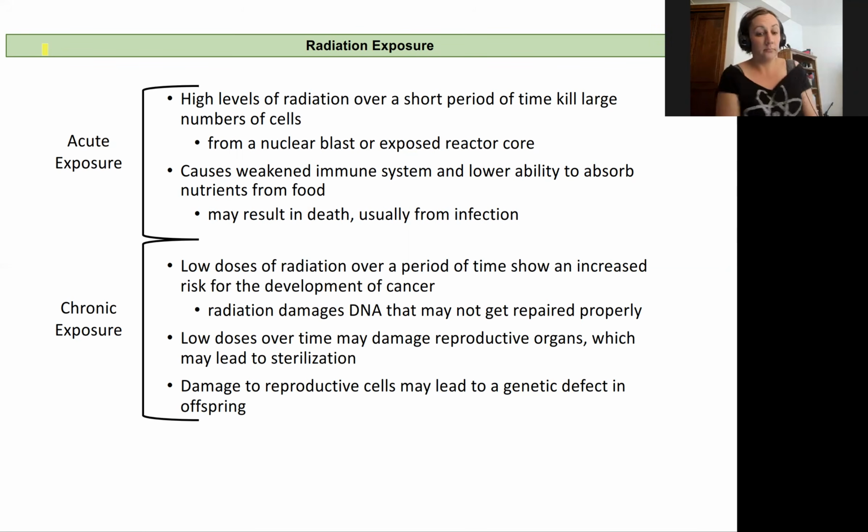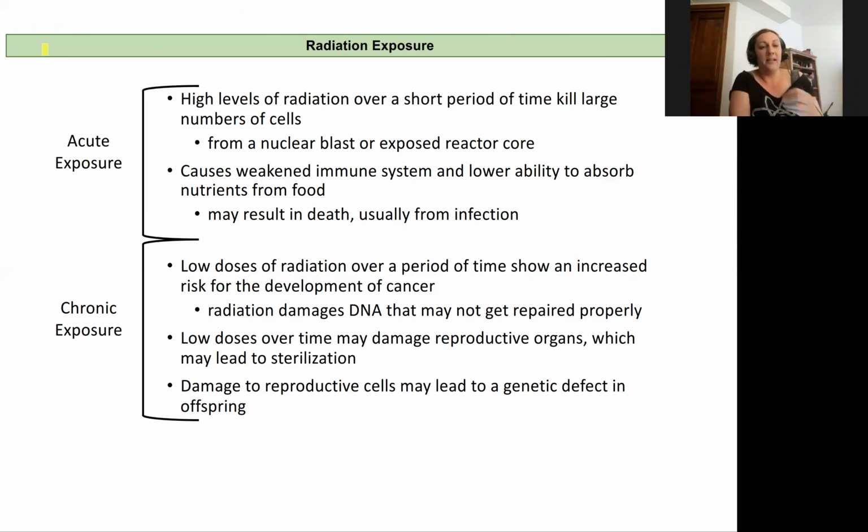as those tissues have been attacked. Now, a chronic exposure is a low dose of radiation over a much longer period of time. And the effect of this is going to be an increased risk for developing cancer. Radiation, especially ionizing radiation, is going to damage DNA. And if it's not properly repaired, if a lot of damage is happening repeatedly, we're not going to be able to repair it all. And that's where we get the development of cancer cells.